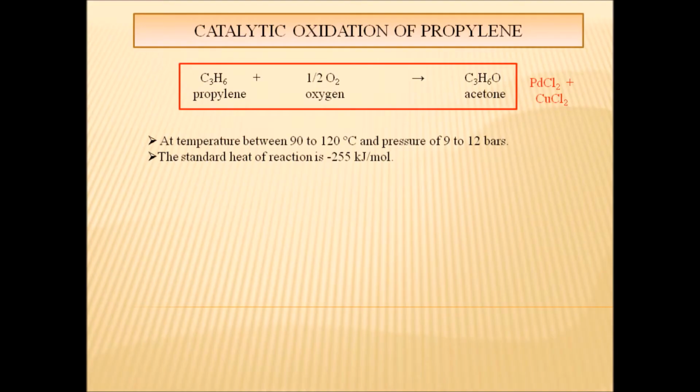The third most common production process of acetone is the catalytic oxidation of propylene. This oxidation technique is applied to propylene in the presence of palladium chloride and copper chloride, a process initially developed for the manufacture of acetaldehyde from Italy. The propylene oxidation is an exothermic reaction with a standard heat of reaction of negative 255 kJ per mole, and it takes place at 90 to 120 degrees Celsius and 9 to 12 bars.